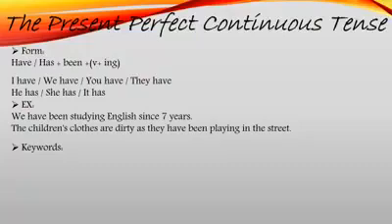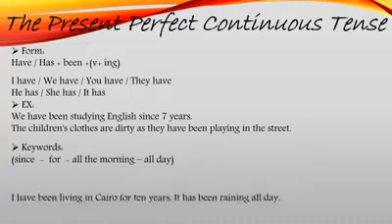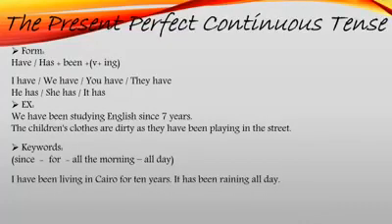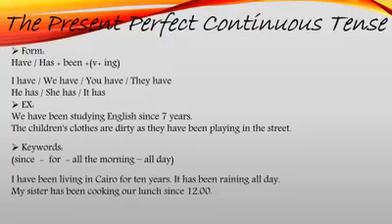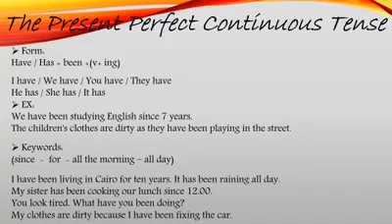Don't forget about the keywords of that tense. Any keywords that express the length of time, you are going to use with the present perfect continuous. Since, for, all morning, all day, and all the time, for instance. I have been living in Cairo for 10 years. It has been raining all day. My sister has been cooking our lunch since 12 midday. You look tired. What have you been doing? My clothes are dirty because I have been fixing the car.